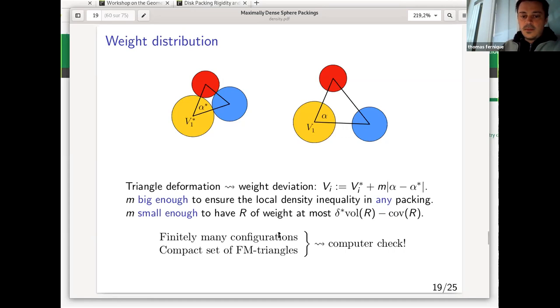The good point is that you have finitely many configurations around a circle to consider. You have a compact set of triangles because your triangles cannot be too long. They have to be rather compact, so the coordinates are bounded. So you can make a computer check to see for which m both inequalities hold. That is, you have your local density around each circle, and you don't take too much weight for each triangle.